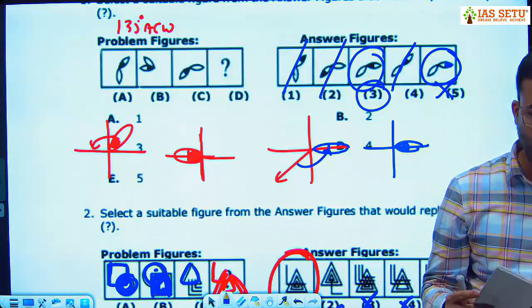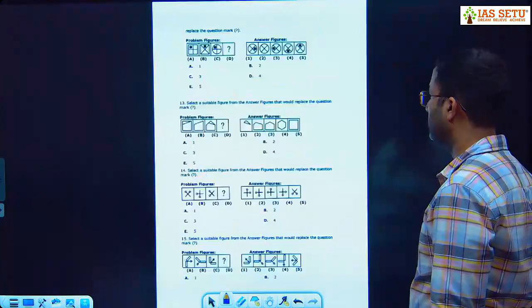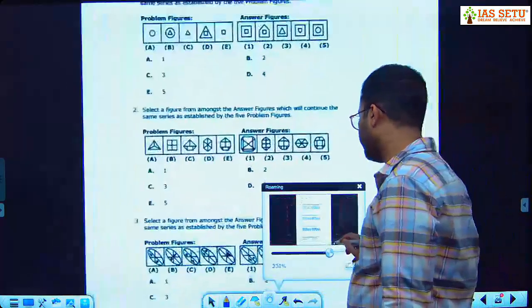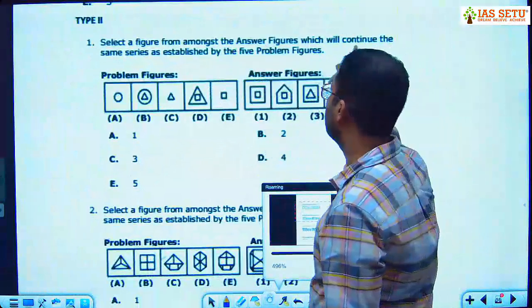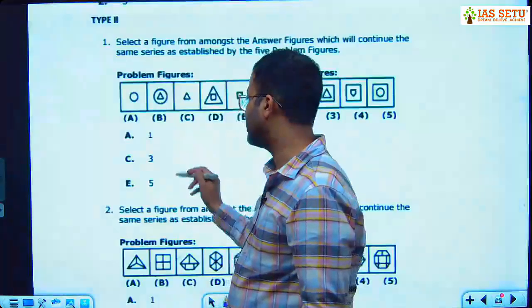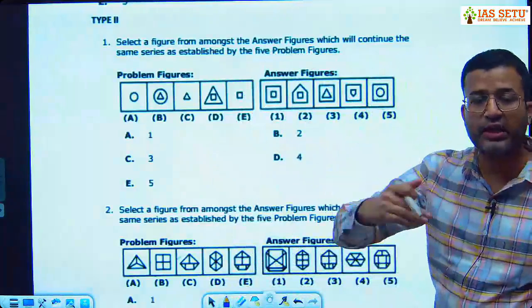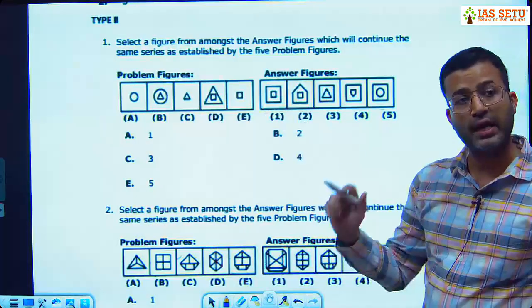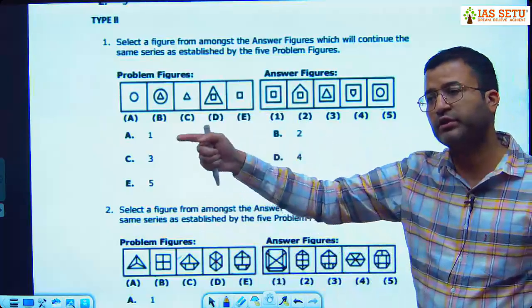We have type 2 question. Here it is clearly mentioned. यहाँ पे एग्जामिनर ने क्लियरली मेंशन किया हुआ है, select a figure from amongst the answer figure which will continue the same series. What is series? A to B, B to C, C to D, D to E. Series. It is sequence. Series होता है ना, A से B, B से C, C से D. तो it is a series. It is not analogy. Analogy में होता है A से B, C से D. Series होता है A to B, B to C, C to D, D to E, and so on.